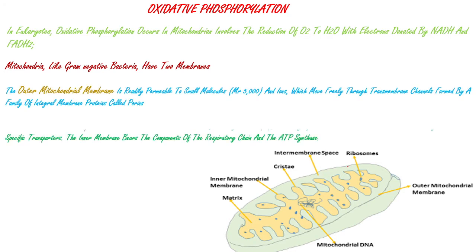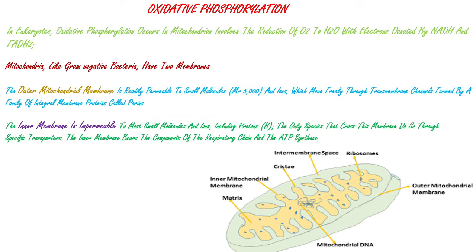And second is the inner membrane. This inner membrane is highly folded to form cristae. On cristae we have ATP synthase and ETC complexes. This is the site of ATP synthesis, and inside the inner membrane we have the matrix. Matrix is the site of Krebs cycle, and oxidation of various molecules like fatty acid oxidation and Krebs cycle take place in the matrix of the mitochondria.